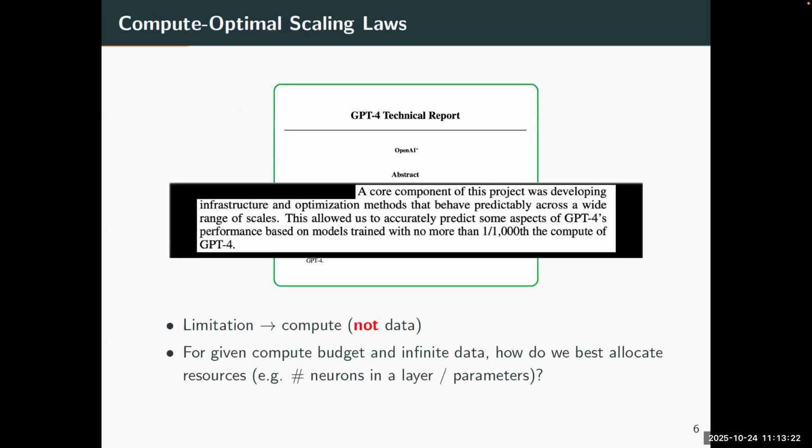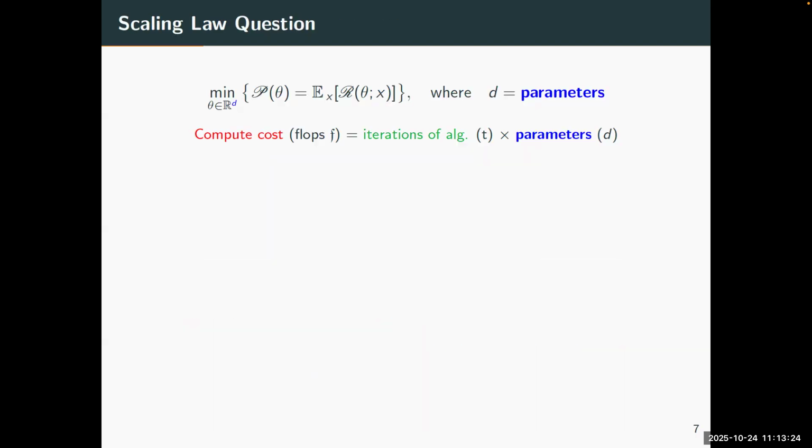So a really simple computation is just compute, which I'll measure in flops. Let me be abusive here because flops is actually per second, but flops is compute, and it's equal to iterations of my algorithm times my number of parameters. That's just a simple thing.